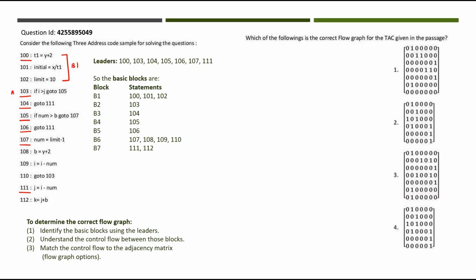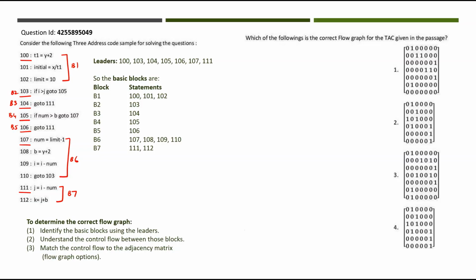103 is block 2, 104 is block 3, 105 is block 4, 106 is block 5. From 107 till 110 you don't have a leader. So this particular set of 4 statements will be block 6. Again we don't have a leader after 111, so this will be block 7. This is how we will be finding basic blocks from leaders.